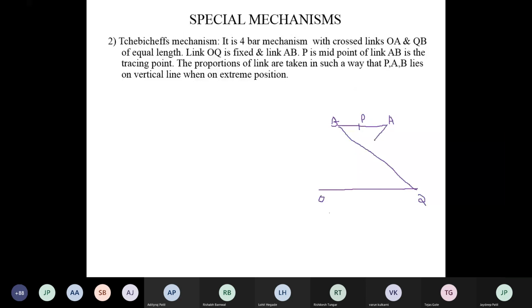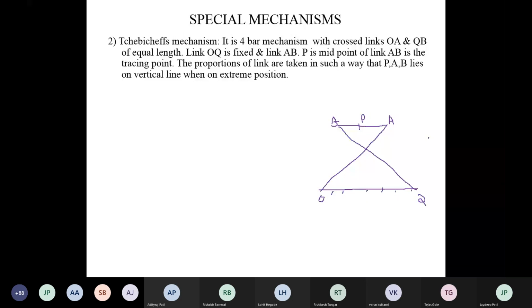It is a crossed 4 bar chain mechanism. Keep in mind that a link is fixed. Are you getting this figure? Here in this mechanism, there are 4 links. Link OQ is fixed, and links OA and QB are crossed links of equal length. Link AB is parallel to OQ, and P is the midpoint of link AB.